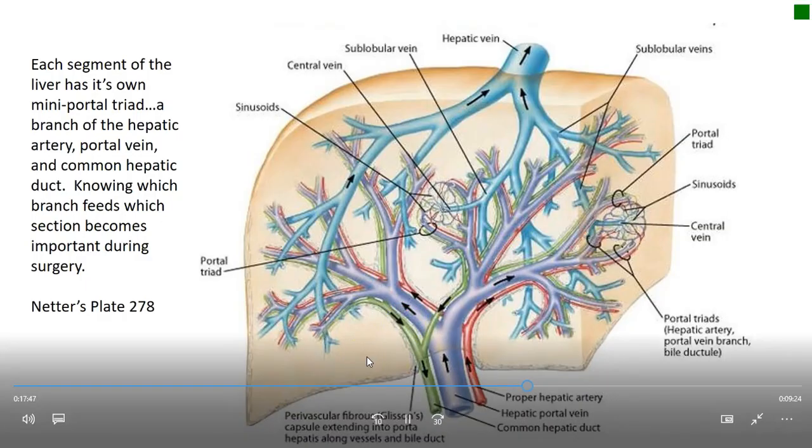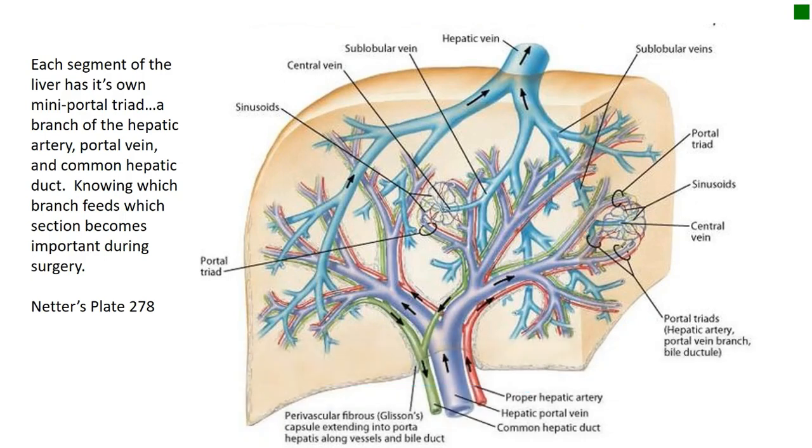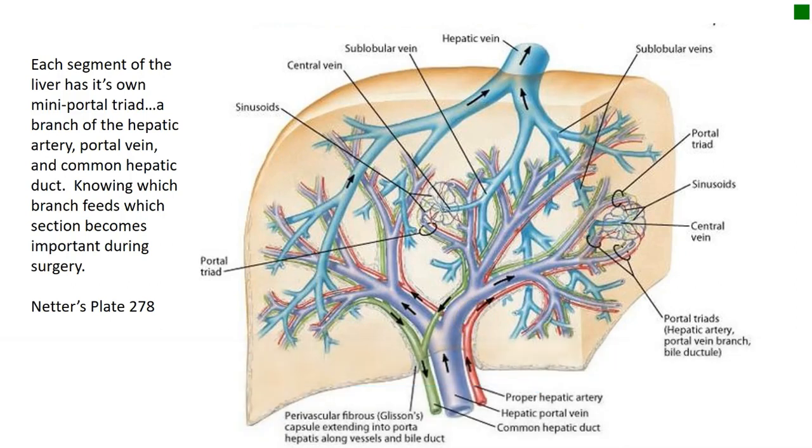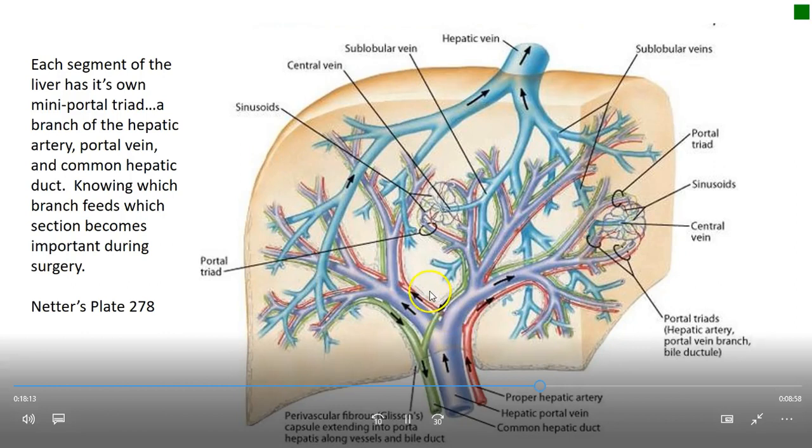Netter's plate 278 is great for viewing the vasculature of the liver. We often talk about the portal triad as these 3 vessels that go into the liver at the bottom. Actually, the common hepatic duct is coming out of the liver, draining the liver, and the portal vein and the hepatic artery are going into the liver and feeding the liver. But you will see various versions of this portal triad, little mini versions, all the way throughout the liver. So you're getting the liver fed and drained by these 3 vessels.